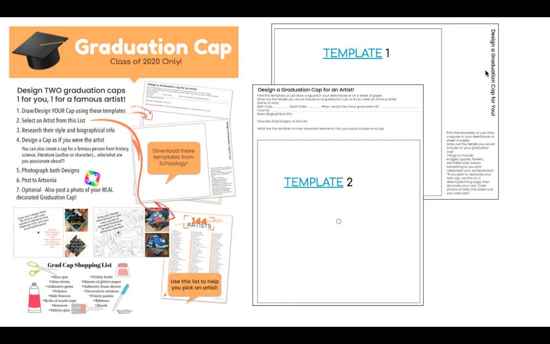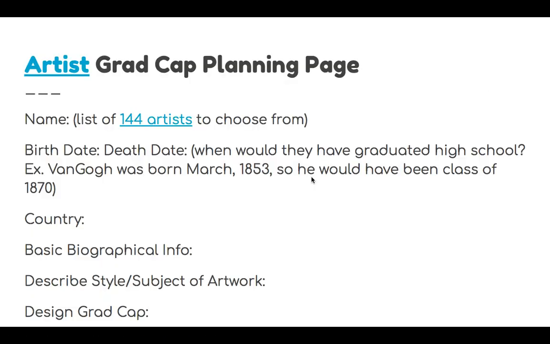So this is just more of an explanation. This planning page, or project page, is included in Schoology and just kind of explains it. Then these will take you to the two different sheets for the templates. One is for you, one is for the artist or other famous person. This will take you to a list of like 144 famous artists, some of which we have talked about in class this year, some of which we have not.